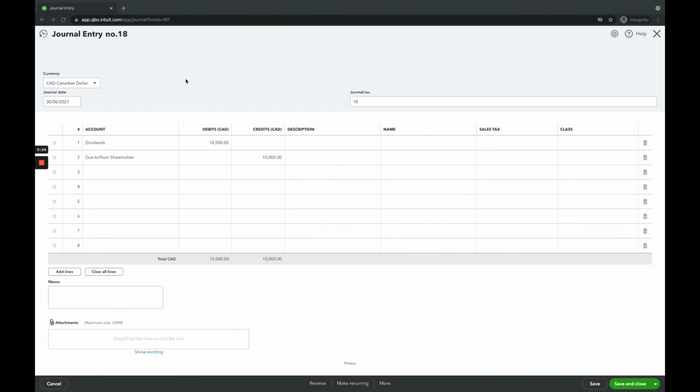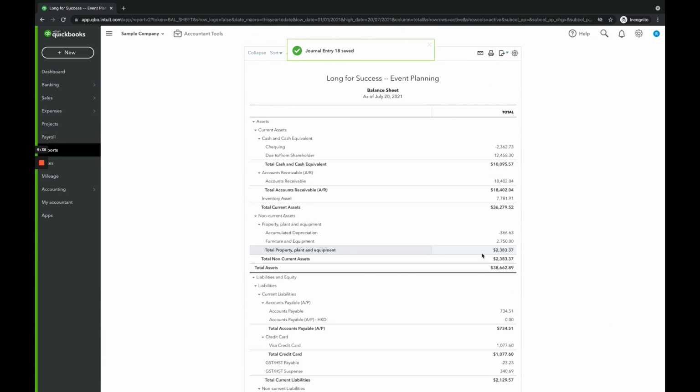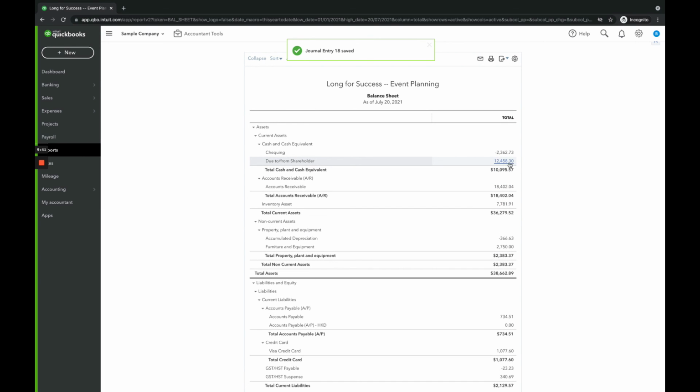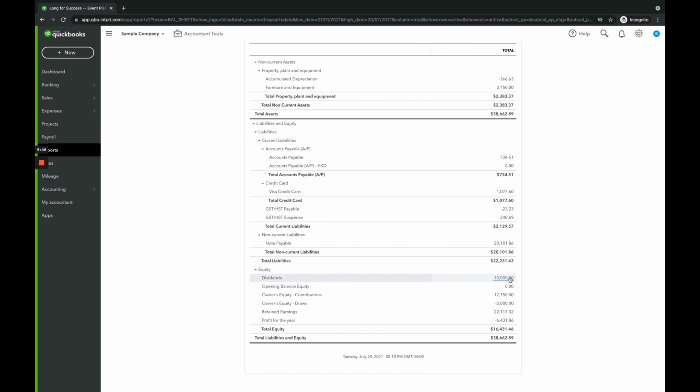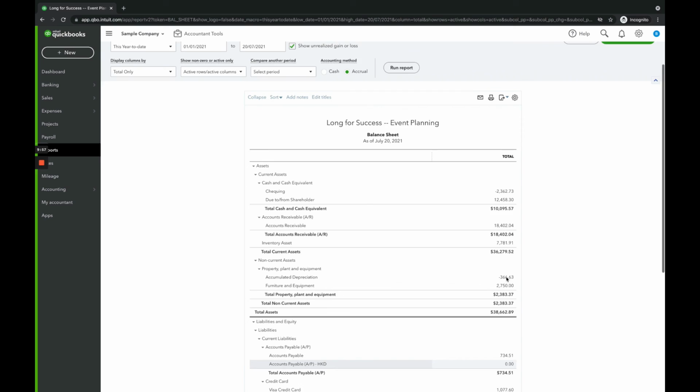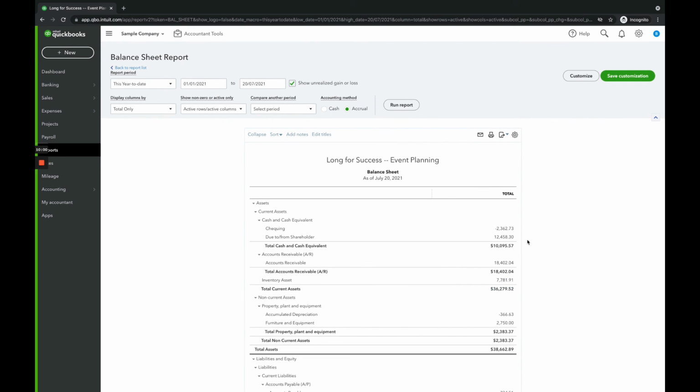Okay, so this is what the journal entry would look like, where we declare 10,000 in dividends and we take 10,000 out of the due to/from shareholder account. And when I click save and close, you'll see what I mean, where now you only owe the business 12,000 and then the 10,000 is here in dividends. So dividends actually should be an equity account. It is not an expense. So just making sure that you guys know that. But that is what happens when the owner takes money out of the company or gives the company money.